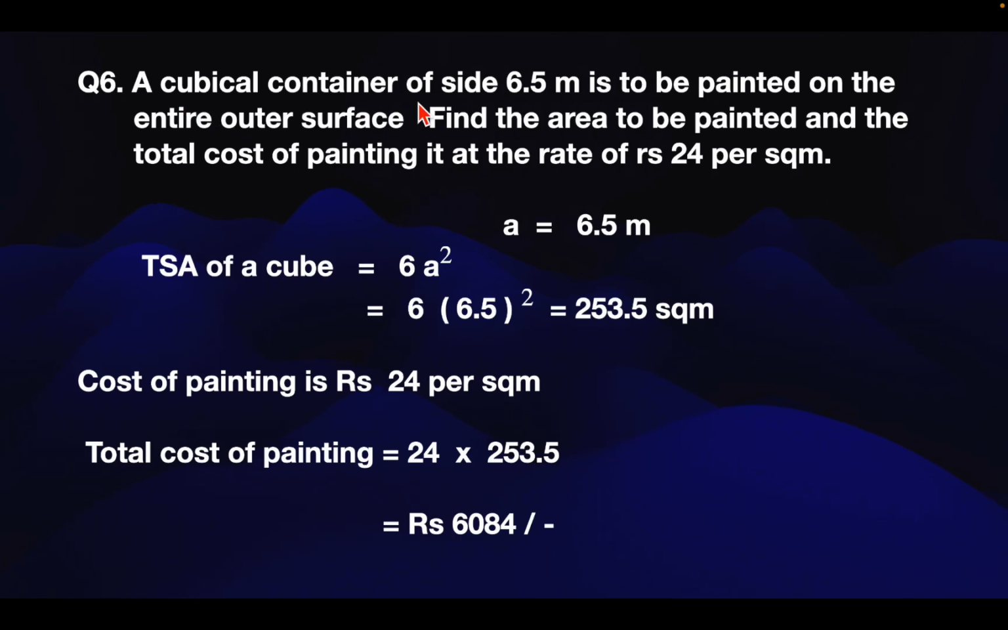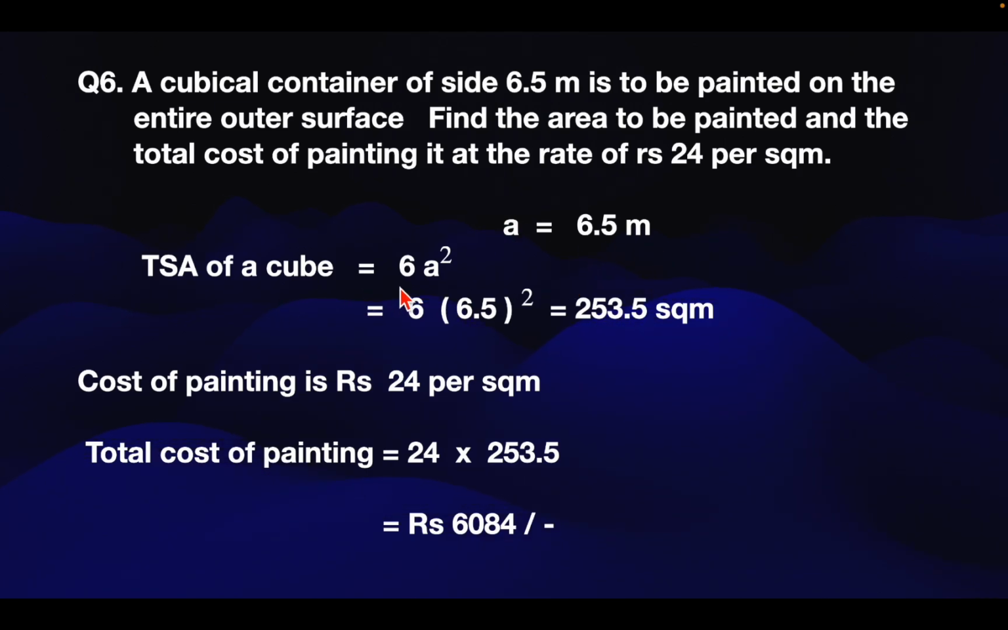A cubical container of side 6.5 meter is to be painted on the entire outer surface. Find the area to be painted and the total cost of painting it at the rate of rupees 24 per square meter. So here we need to know the TSA, the total area to be painted. And this is a cube. So a is equal to 6.5 meters.